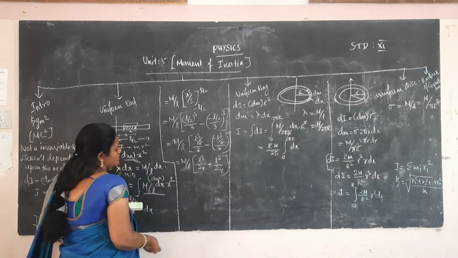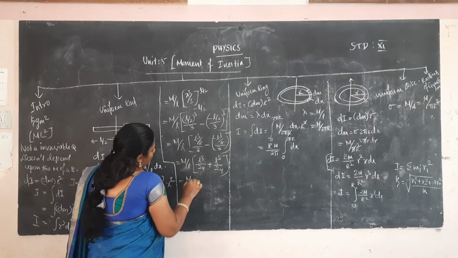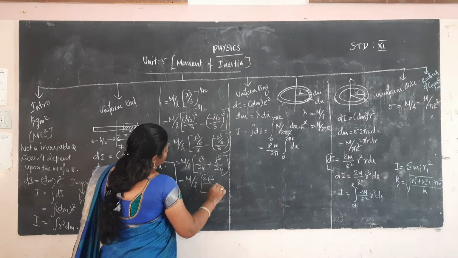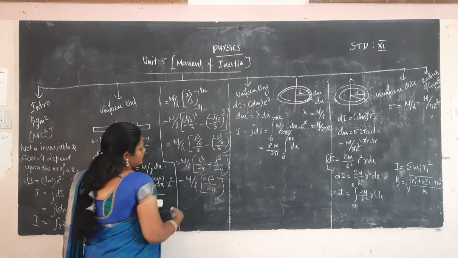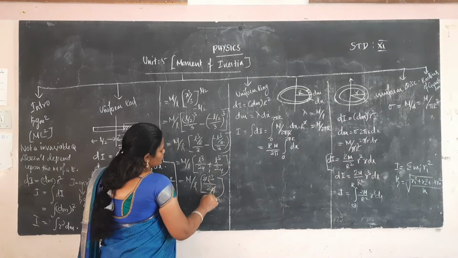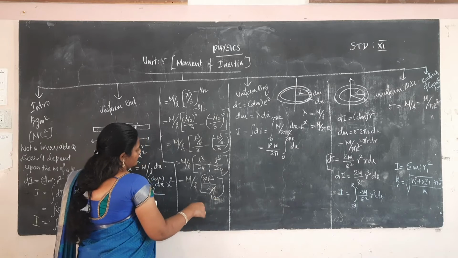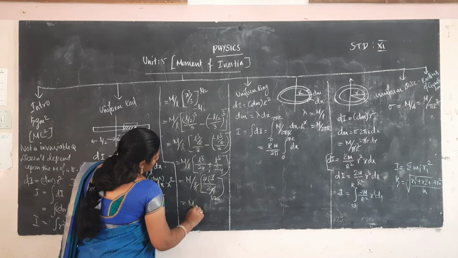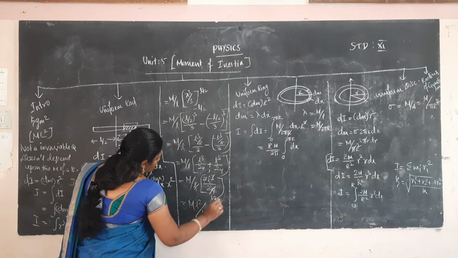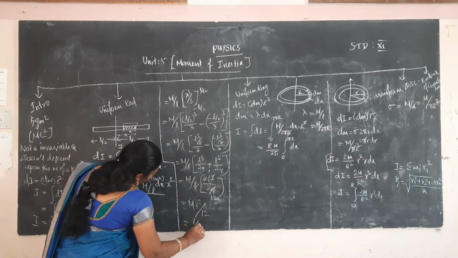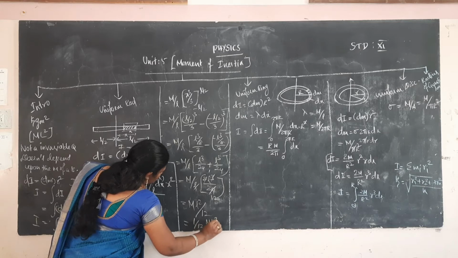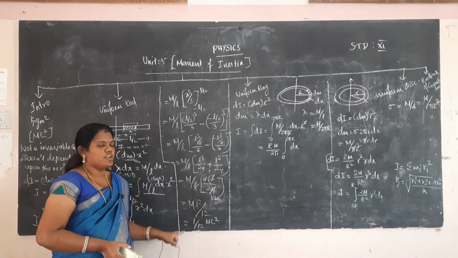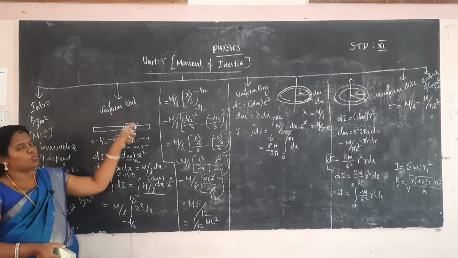So 2 terms are there. So m by L into 2 into L cube by 24. Then 2 ones are 2, 12 twos are 24. Then L cancels, so m into L square by 12. So the result is 1 by 12 into m L square. So this is the moment of inertia of a uniform rod.